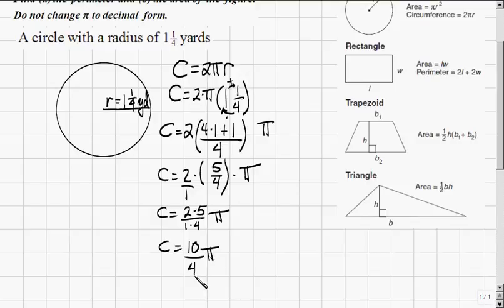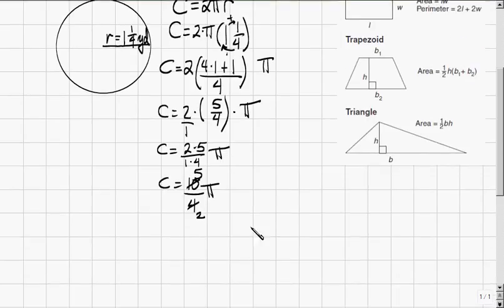Now 10/4 reduces: we see that 2 goes into 4 twice and into 10 5 times, and that says that c equals 5 over 2 times pi. Our final part of this is to write 5/2 back as a mixed number instead of as an improper fraction. To do that, 2 divides into 5 twice with a remainder of 1 left over out of what we were dividing by, 2. So the circumference is the answer 2 1/2 pi yards.